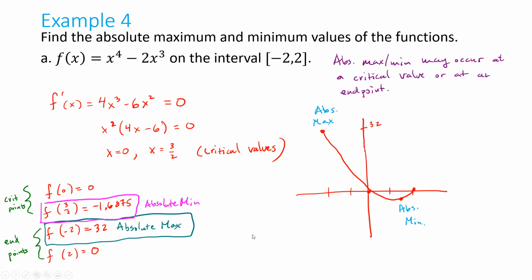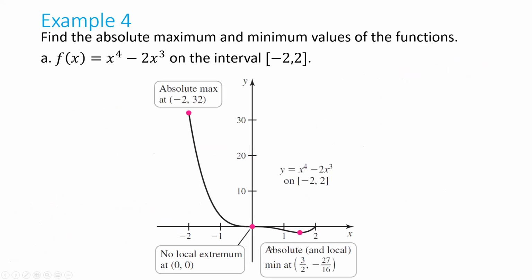Okay, so that's the process. We find the critical points, and then we plug all the critical points and the endpoints into the original function to see which one's the biggest and which one's the smallest. So, and yeah, here's the picture again.